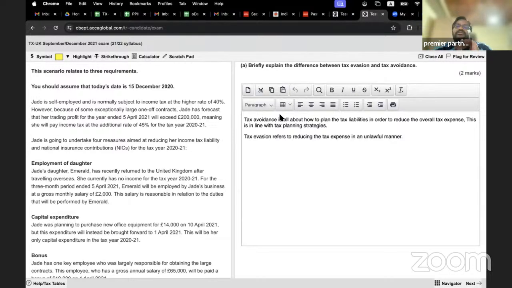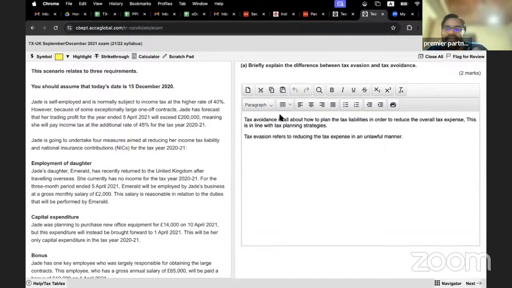Right. So basically, they are asking the difference between tax evasion and tax avoidance. To write the answer for this one, we don't even need to go through the scenario, right? Even without reading the scenario, we know the answer for this. This is a generic question. Okay, fast. The last part is the most interesting part in your answer. Right. So this kind of question can be there in your exam as well.